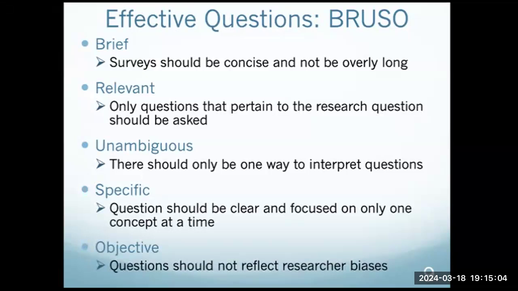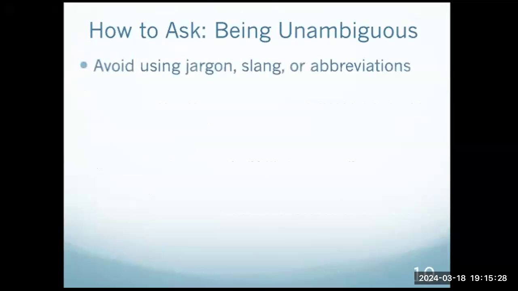So brief is pretty straightforward, shouldn't be too long. Relevant, I feel like, is also straightforward. Only questions that pertain to the research question should be asked. Don't ask about hair color if it has nothing to do with climate change, for example. How about being ambiguous? What does that mean? Well, there are different ways a question can be ambiguous. If somebody uses a lot of jargon, terms that are specific to a discipline that ordinary people wouldn't understand, then it's going to be ambiguous, right? They're not going to know how to interpret it properly.